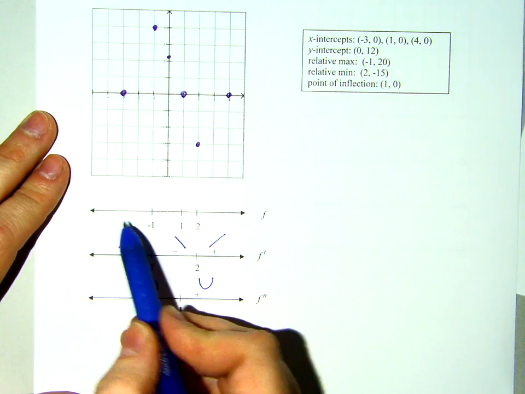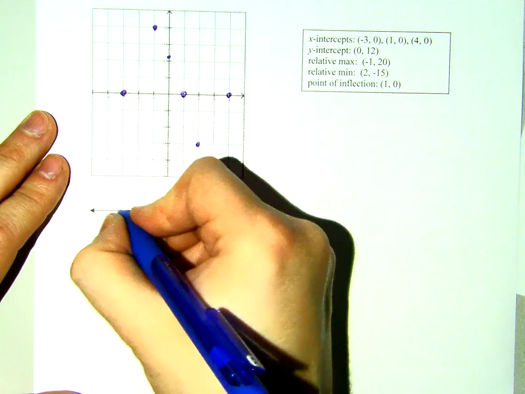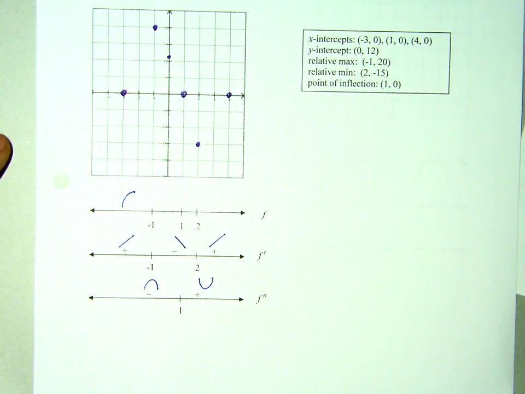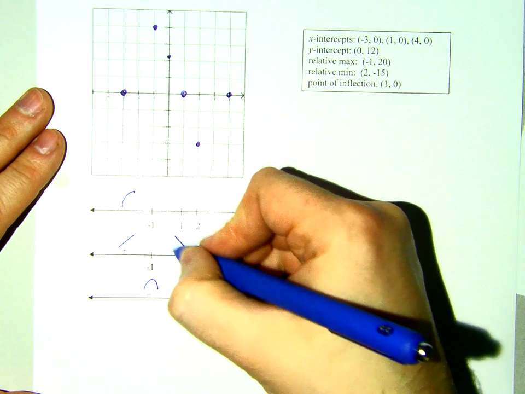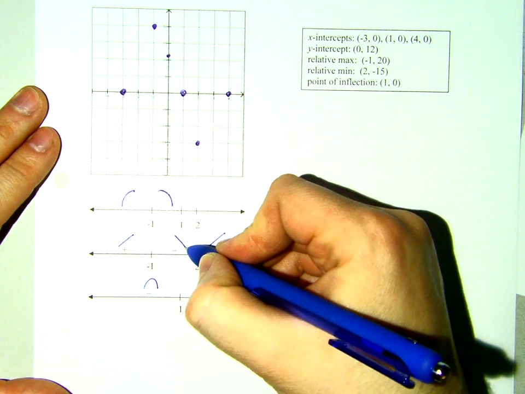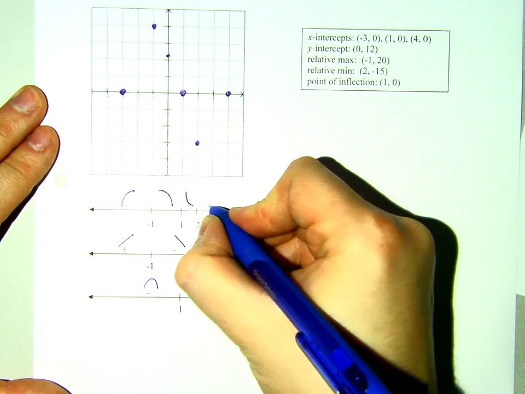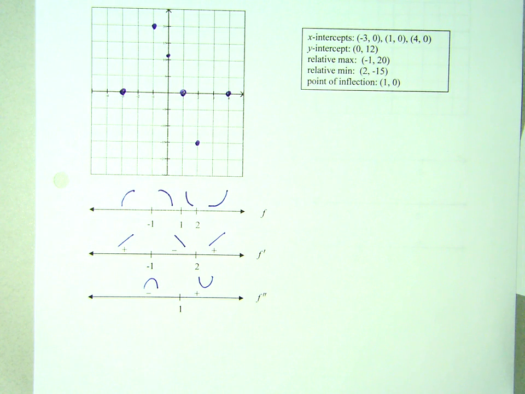For example, before -1, my first derivative is positive and my second derivative is negative. That looks like increasing concave down, so I'm going to draw a little shape that looks like that. In the next region, I am decreasing concave down, so I'm going to draw one of those. Between 1 and 2, I am decreasing concave up, so one of these shapes. And from 2 on, I'm increasing concave up, so one of those. And I'm now ready to put the graph together.